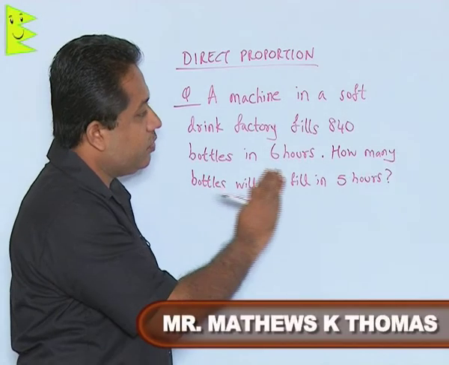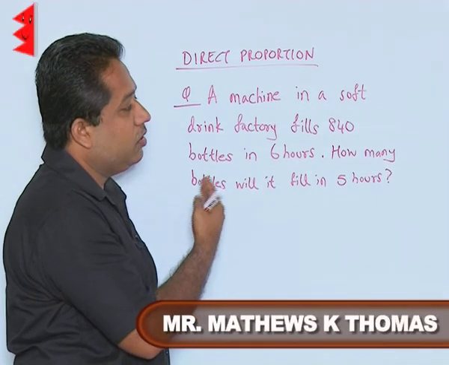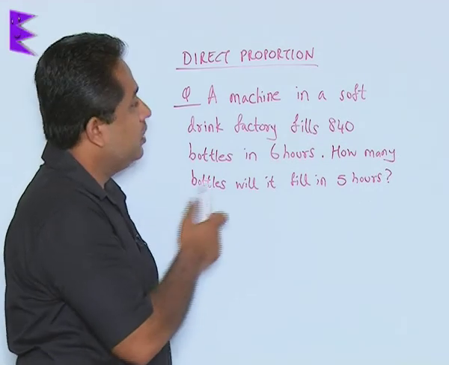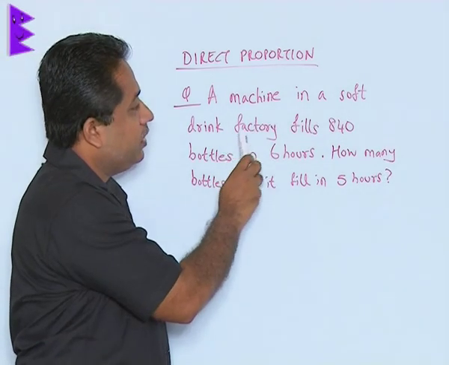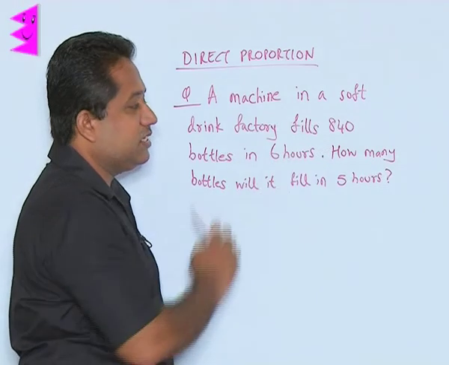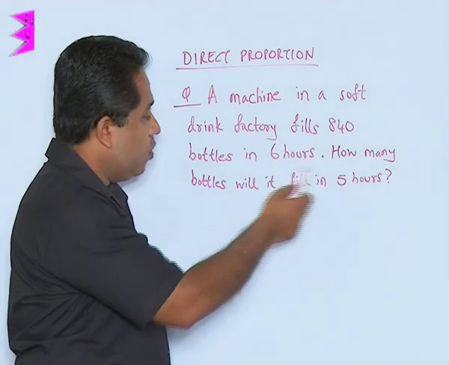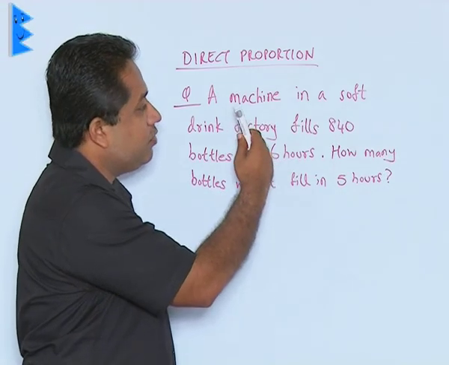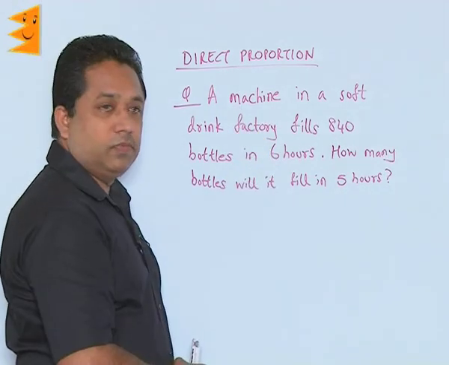We will have to read the question carefully and find out whether it is a case of direct proportion or inverse proportion. Now, see, this machine is filling 840 bottles in 6 hours. Now, how many bottles will it fill in 5 hours? Now, we have to find a relation between this machine and the time.